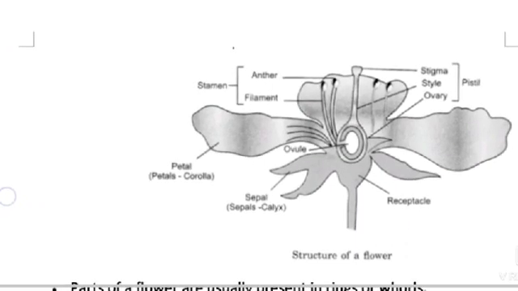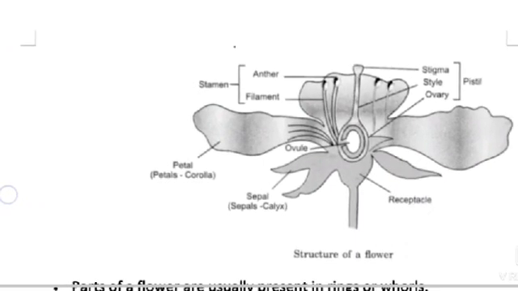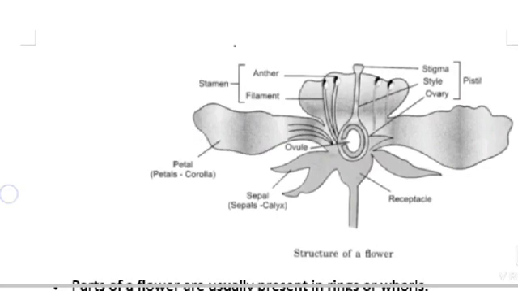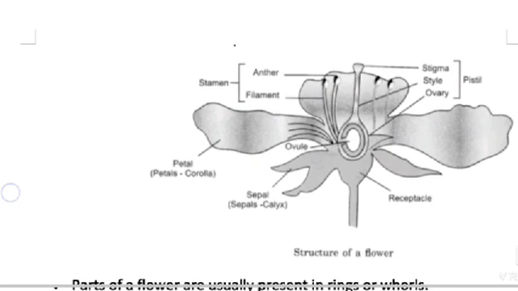The receptacle, the sepal, petal, stamen, and pistil. Pistil consists of the female reproductive organs. Stamen is for the male reproductive organs. The female reproductive organs contain the ovule.